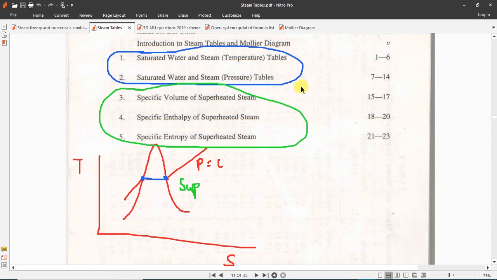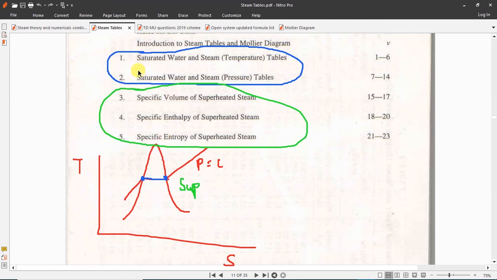In the last lecture we had solved numericals related to the steam table. In the steam table we have 5 subtopics. The first one is the temperature table, the second one is the pressure table, and tables 3, 4, 5 are the superheated steam tables. One is for specific volume, then specific enthalpy, then specific entropy.